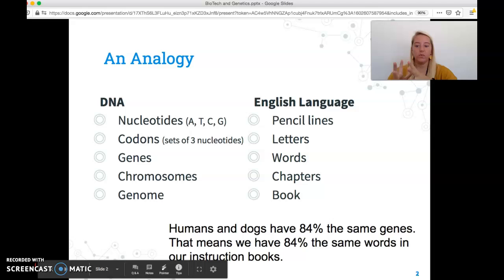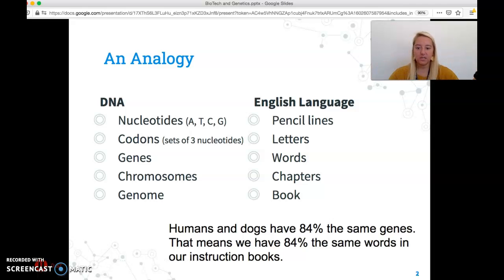So, an analogy. We've done a whole mini lecture on DNA, so some of these words should sound familiar to you, but we're going to do a comparison between DNA and the English language. So what is DNA? DNA is deoxyribonucleic acid. That's coding for the chemical structure, but what's more important to know is that it is basically an instruction or a blueprint for either a cell or, in some cases, a complete organism. So it is the blueprint for whatever it is.